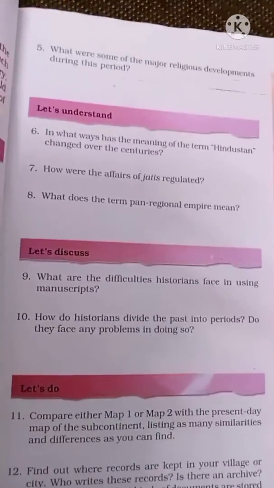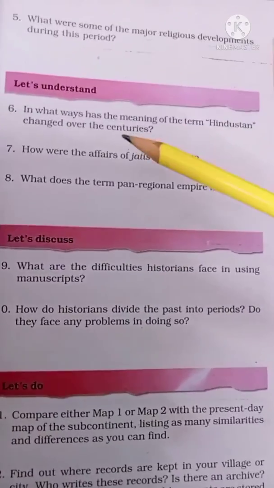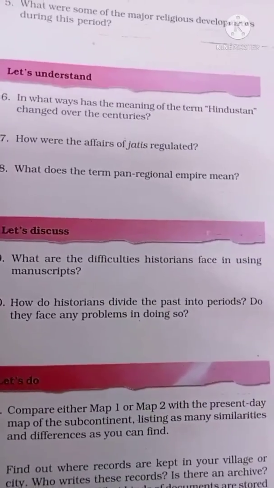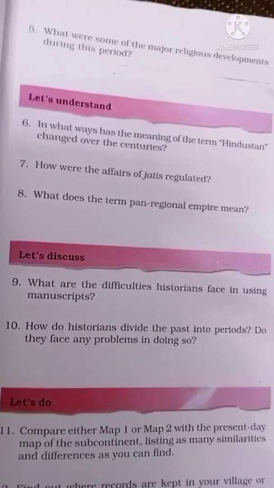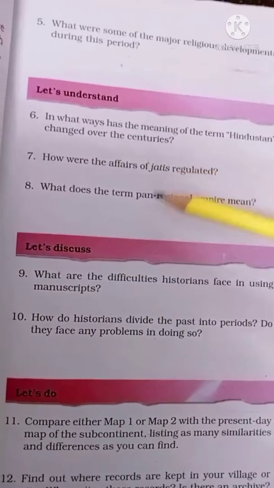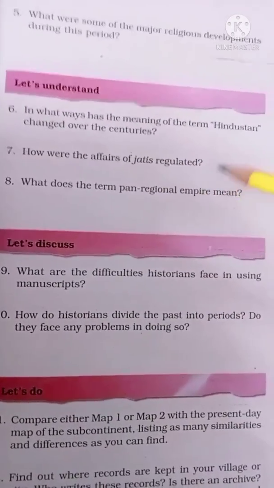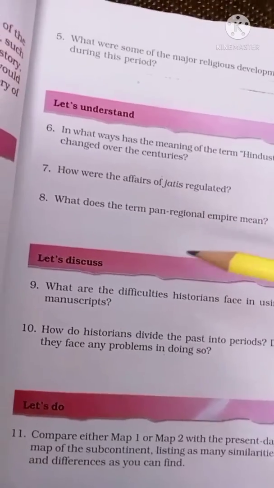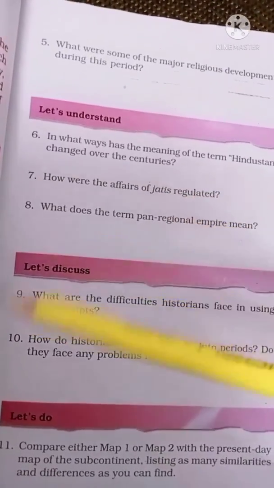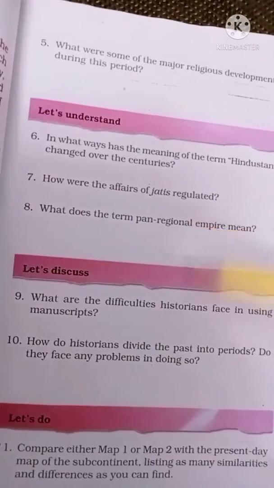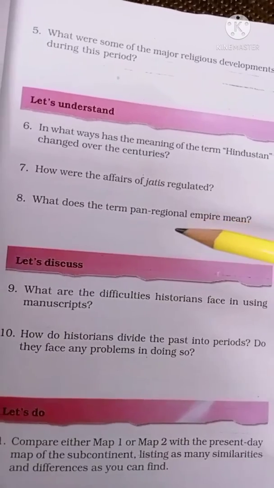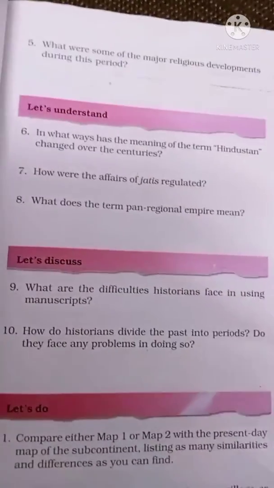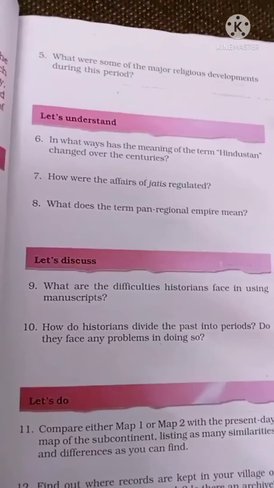Now the sixth question is very important, it will come in every exam. In what ways did the meaning of the term Hindustan change over the centuries? So your answer will be that in the 13th century, Minhaj Siraj used the term Hindustan. He meant the areas of Punjab, Haryana and the land between the Ganga and Yamuna. Second, Babur used the term Hindustan to describe the geography, fauna and the culture of the inhabitants of the subcontinent. Third, Amir Khusrau used the term Hind in the same sense as Babur did. Fourth, today Hindustan means the complete nation, from Jammu Kashmir to Kanyakumari, from Gujarat to Arunachal Pradesh. In this way you can write the answer to this question.